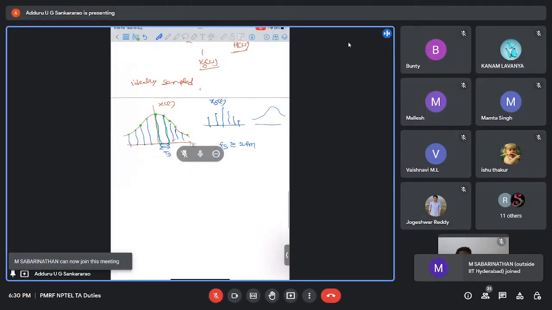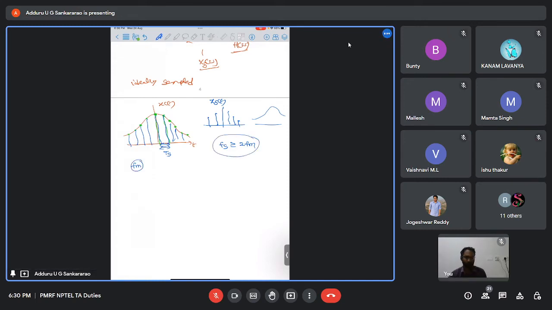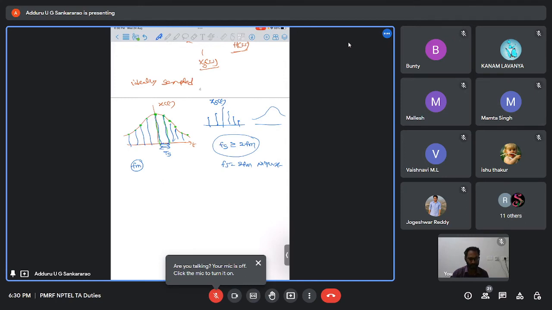Let us say x of t has maximum signal frequency fm, then the sampling frequency should be more than 2 fm. This is the Nyquist criterion: Fs equal to 2 fm. If it is less than that, we will not be able to reconstruct the signal back from the sampled version of the signal.